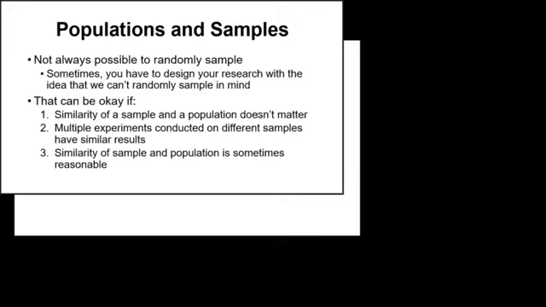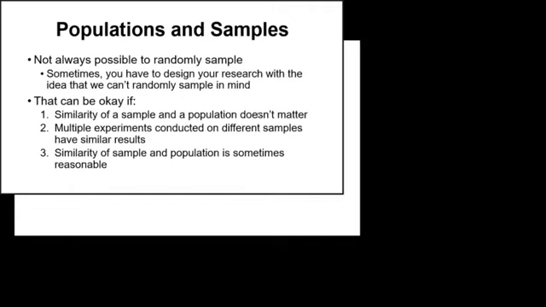And sometimes that's okay. So we have a couple of situations where it can be okay to have a non-random sample. The first is if the similarity of a sample and a population doesn't really matter. So if you're just trying to show that something could exist, so you're not trying to show a constant relationship or anything, you just want to show that this one event can happen, a generic statement that it can exist. Okay, well then you only need to see one case of it to show that it can exist. It's the kind of claim that you're making.